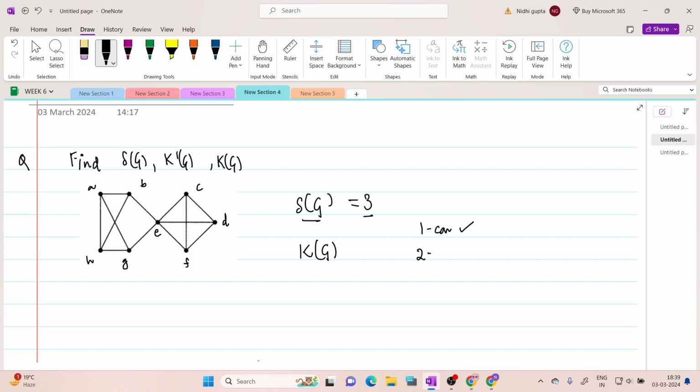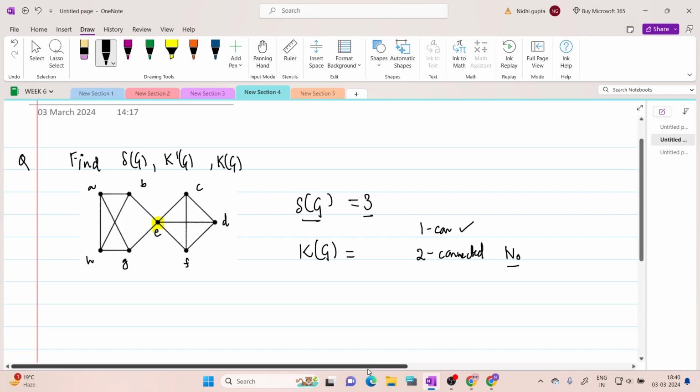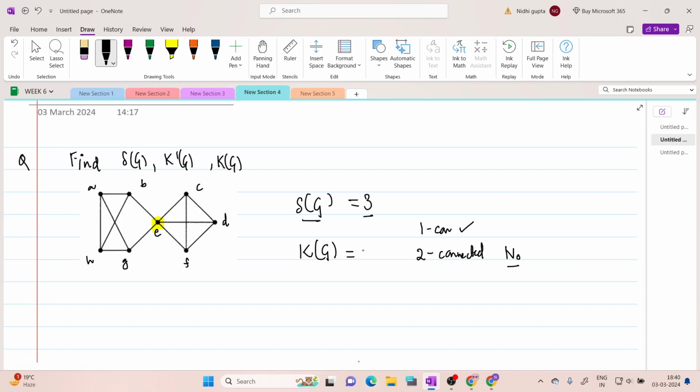What about 2? Is it 2 connected? No. Why? Because if we remove E, then it becomes disconnected. Therefore, it is not 2 connected. So what is the vertex connectivity? Vertex connectivity is 1.